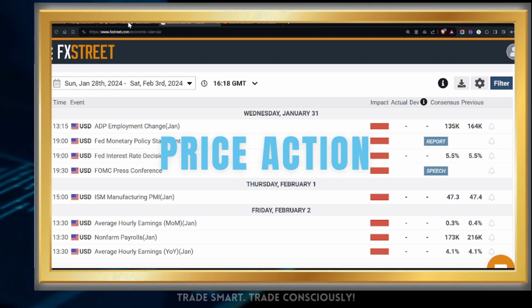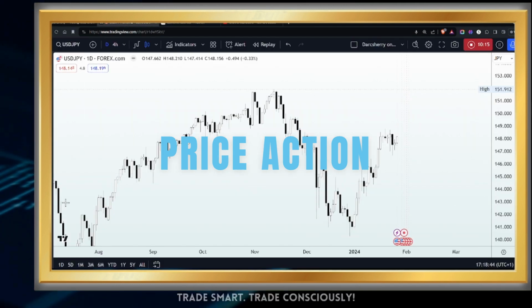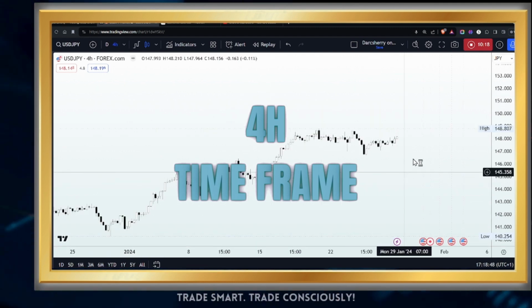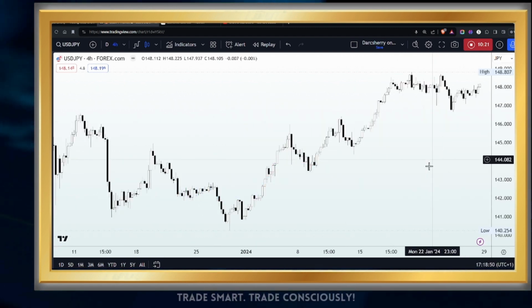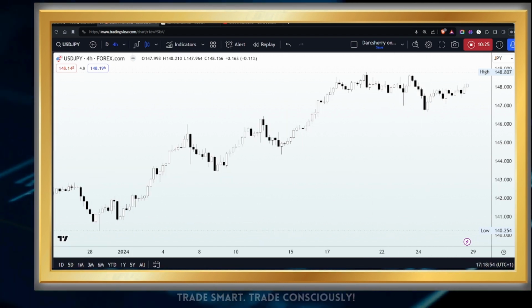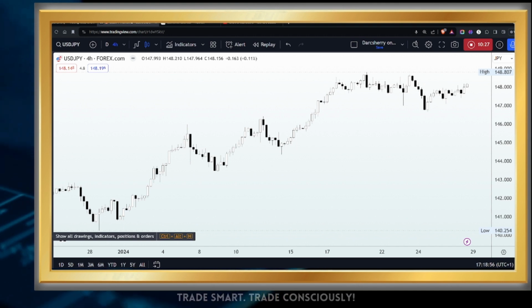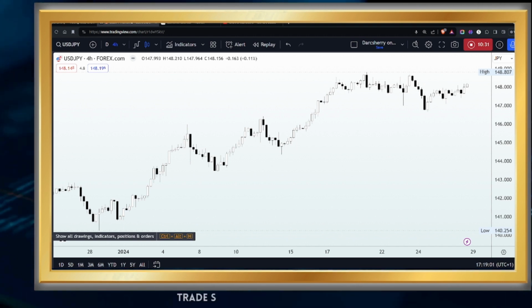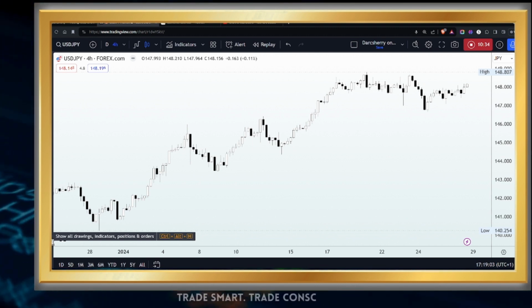Talking about price action, we shall scale down into the 4 hours time frame, where I do have a simple trading setup that we will be using for this week. And what I did on the 4 hours time frame was to take into consideration the nature of price action since the beginning of this year 2024.